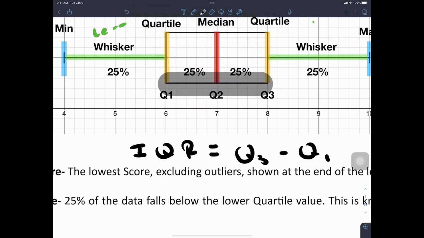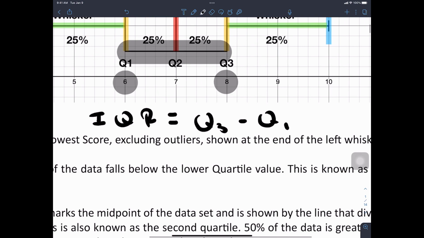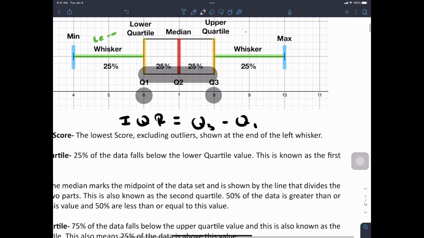It's this length right in here. So you're going to take 8 minus 6. What's 8 minus 6? Ladies and gentlemen, what do you think that is? Very simply, 8 minus 6 gives you 2. So your interquartile range here is the value 2. All right? Easy breezy, lemon squeezy.